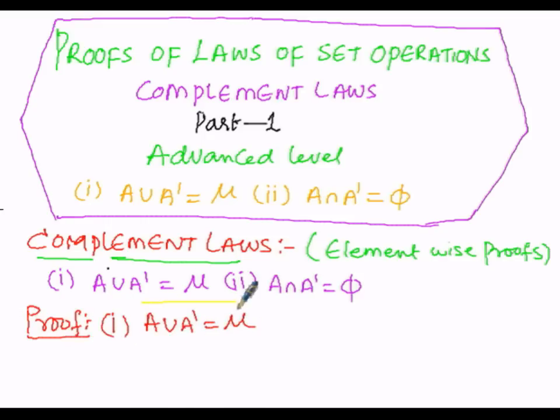So in order to prove this condition, we must know the formula of A dash, that is A complement or complement of A. So here we are finding the complement of A, so A must be subtracted from the universal set, that is mu. So based upon this principle, we are going to prove A union A dash is equal to mu. But in order to prove this condition, first of all we have to prove that A union A dash must be a subset of mu and mu must be a subset of A union A dash.